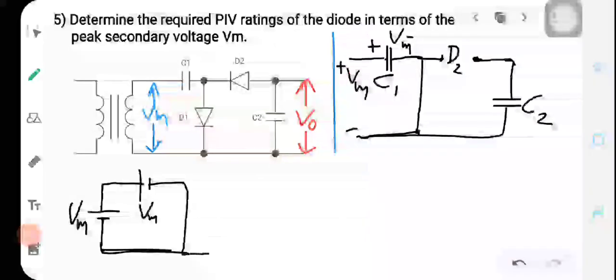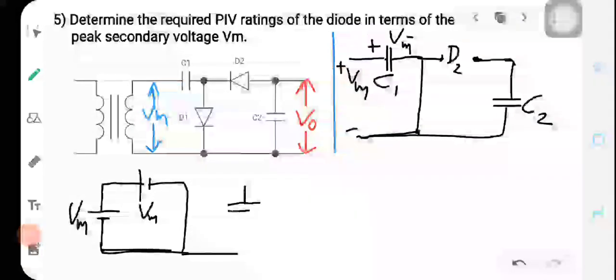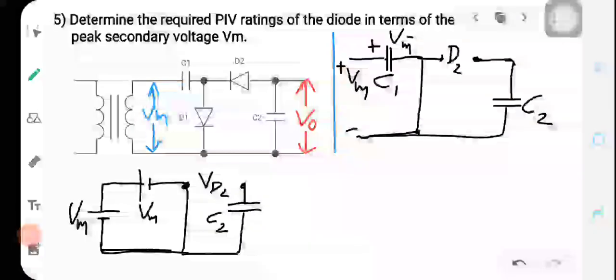Then we have C2 here. Across these 2 points we have D2, so the voltage across D2 we have to calculate. This is C2. You know that the output voltage across C2 is 2 Vm.